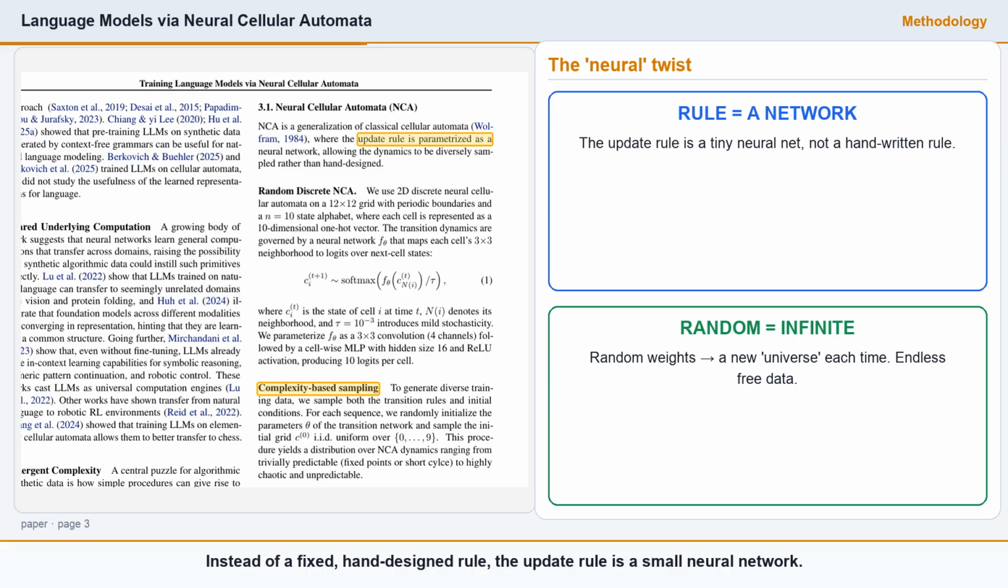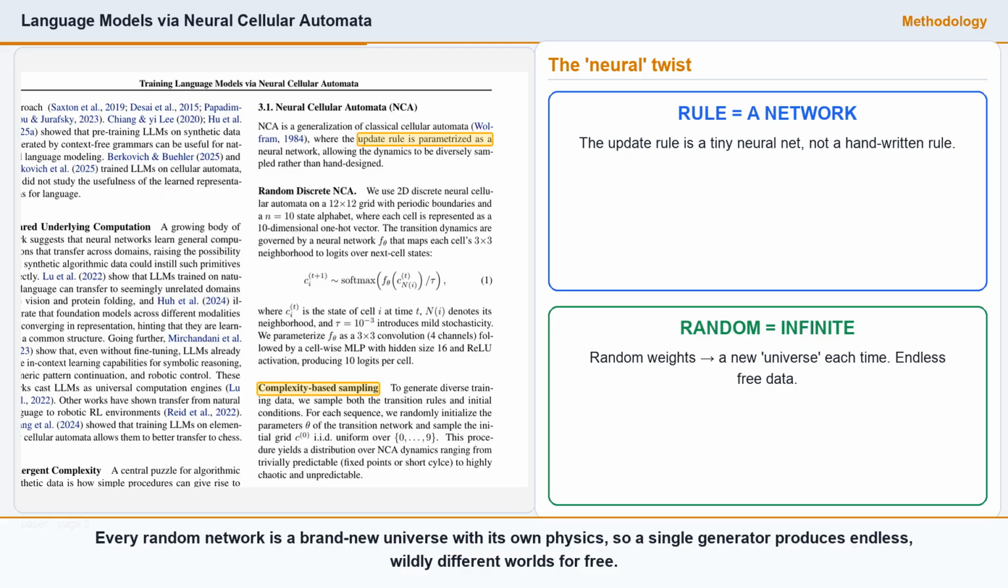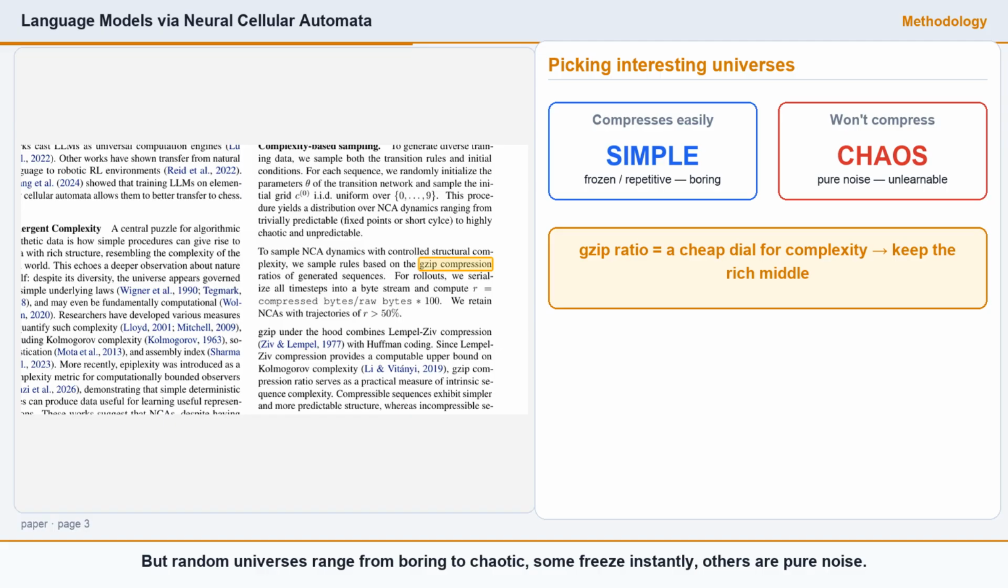Here's the neural twist. Instead of a fixed hand-designed rule, the update rule is a small neural network. And the magic move: they don't train that network at all. They just fill it with random weights. Every random network is a brand new universe with its own physics, so a single generator produces endless, wildly different worlds for free. But random universes range from boring to chaotic, some freeze instantly, others are pure noise.